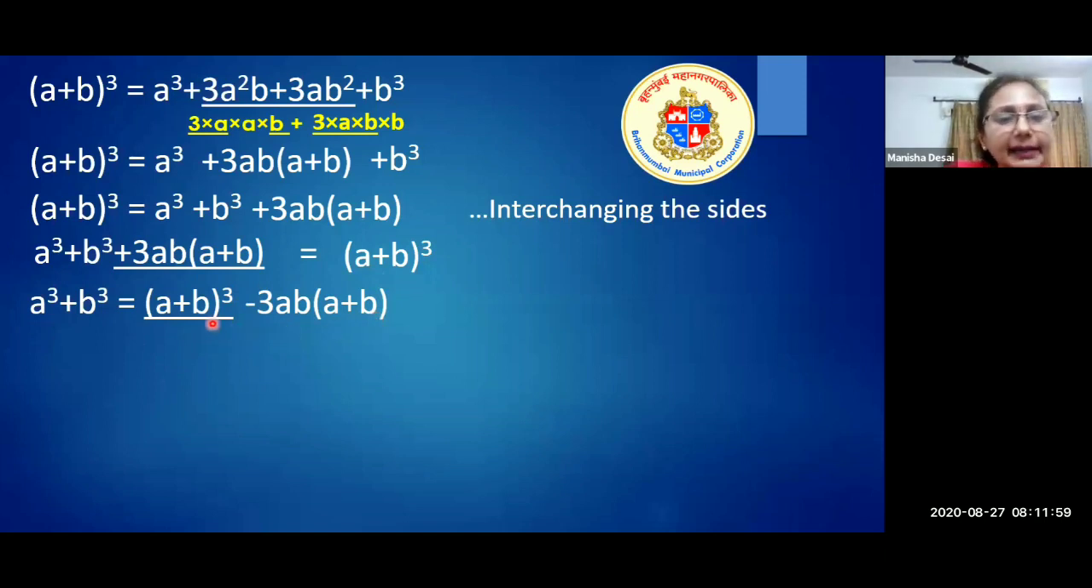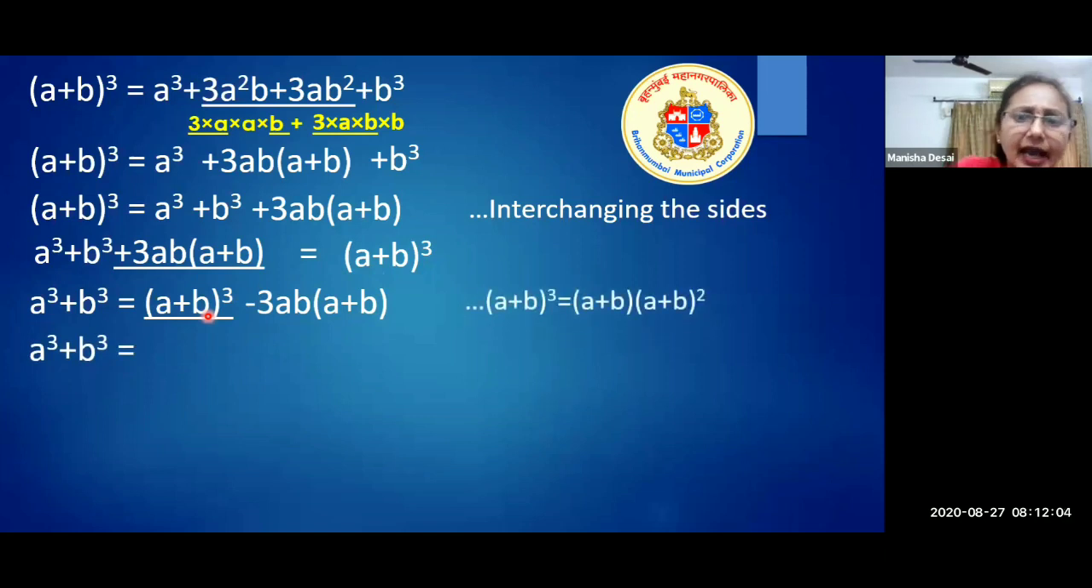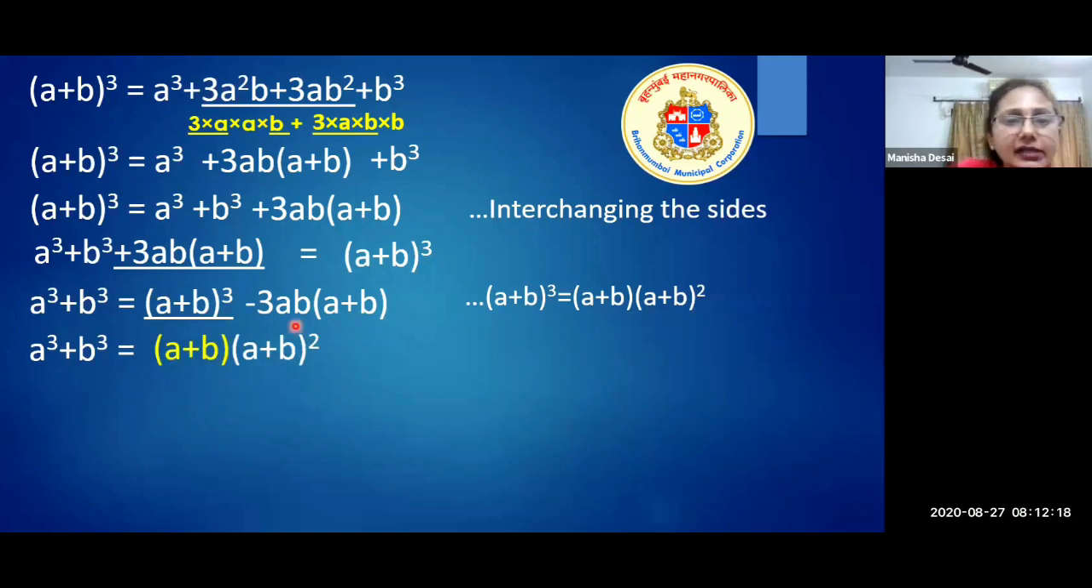Now we already know that a plus b the whole cube can also be written as a plus b into bracket a plus b the whole square. So we are going to replace this term a plus b the whole cube with a plus b into bracket a plus b the whole square, and just copy down the term minus 3ab into bracket a plus b as it is. Now you can see there are two terms: a plus b into bracket a plus b the whole square, and minus 3ab into bracket a plus b.